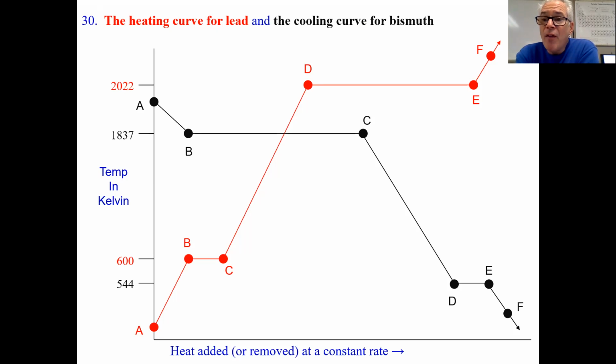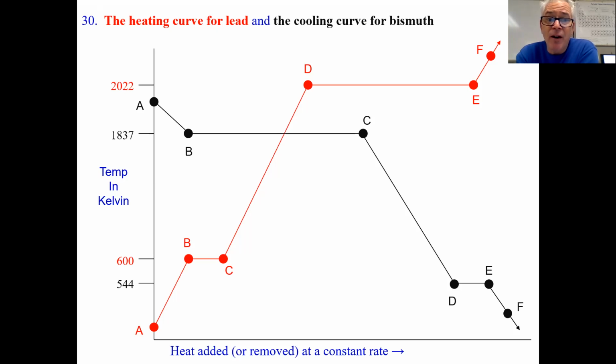The numbers are different on the y-axis. They have different melting, freezing points. They have different boiling, condensation points. But the same things are going to happen on these graphs as happened on the other. From A to B, on the black one, the cooling curve, the gas cools down. The temperature drops. Kinetic energy drops. Potential energy steady. On the red graph, from A to B, the temperature increases, the kinetic energy increases, and potential energy is steady. B to C on both graphs is flat.